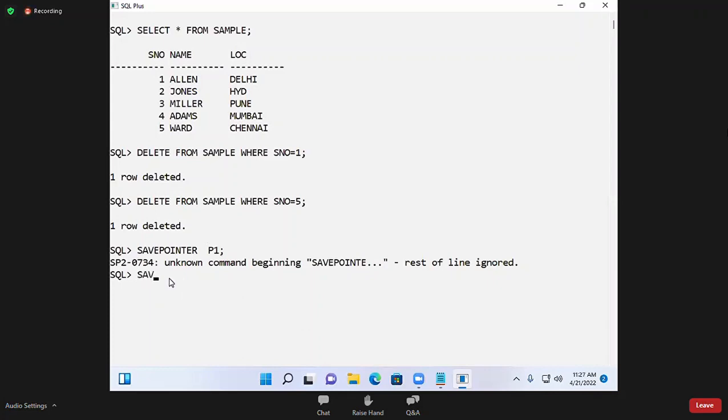Your command is what now? Save point P1. So I created save point P1. Whenever you create a save point P1, that is called the pointer name. The syntax is the same as I gave. Now the pointer is created. For this pointer P1, the system allocates some special memory. But from where is this special memory allocated? Again, from RAM memory only. This pointer is also saved under instance memory only.